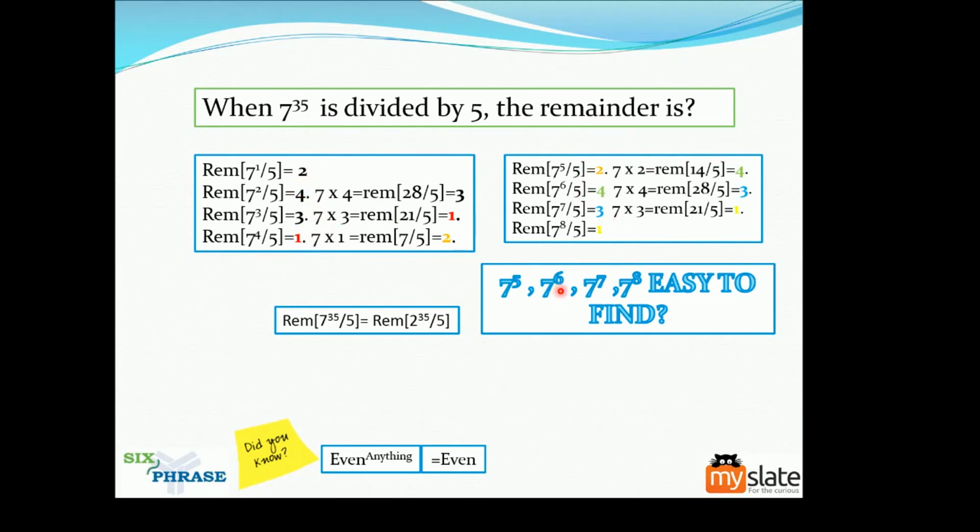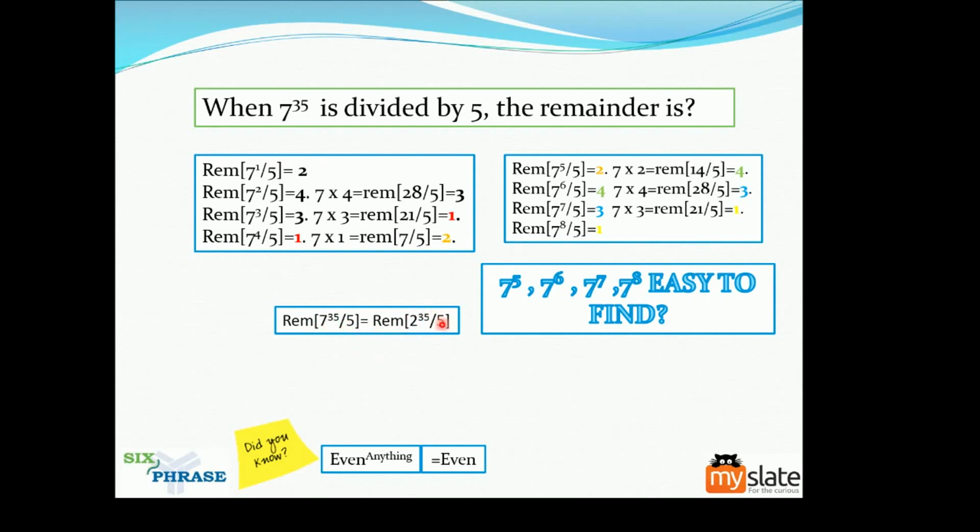Does it suggest that the remainders of 7 power 35 by 5 and 2 power 35 by 5 are the same? See, not for one moment am I suggesting 7 power 35 is equal to 2 power 35. Okay, that is not what I am saying. What I am saying is the remainder of 7 power 35 by 5 is equal to the remainder of 2 power 35 by 5.